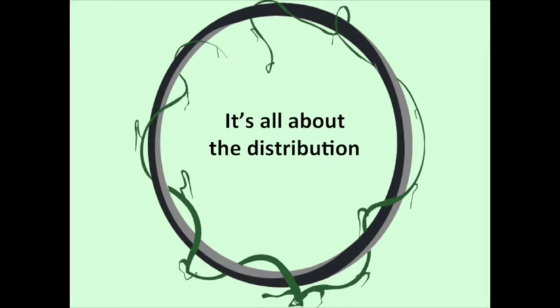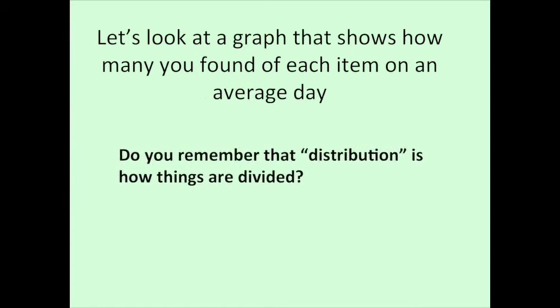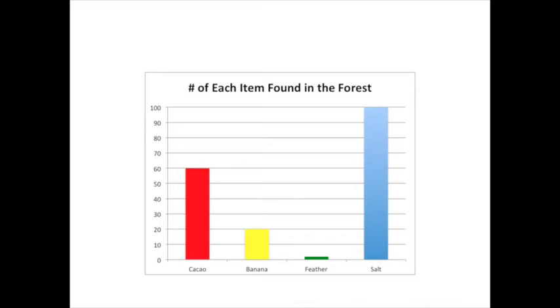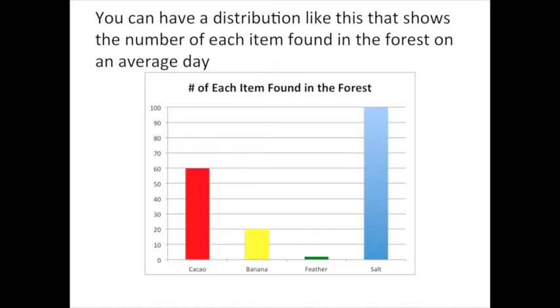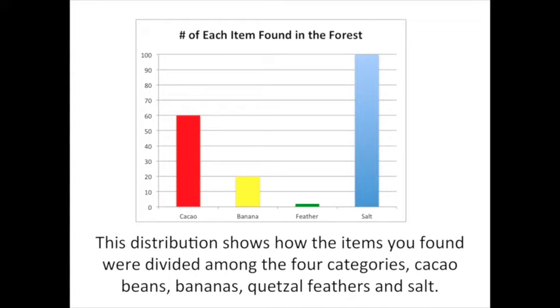It's all about the distribution. Let's look at a graph that shows how many you found of each item on an average day. Do you remember that distribution is how things are divided? You can have a distribution like this that shows the number of each item found in the forest on an average day. This distribution shows how the items you found were divided among the four categories: cacao beans, bananas, quetzal feathers, and salt.